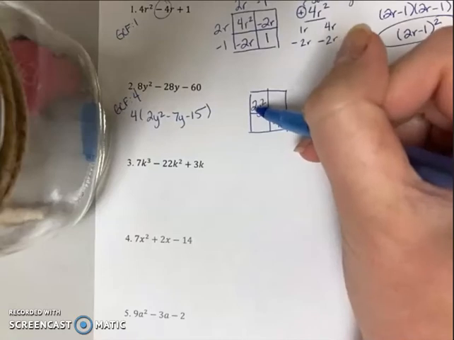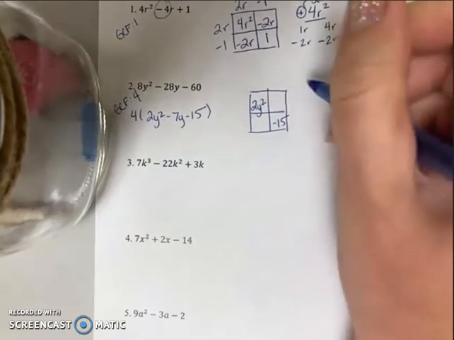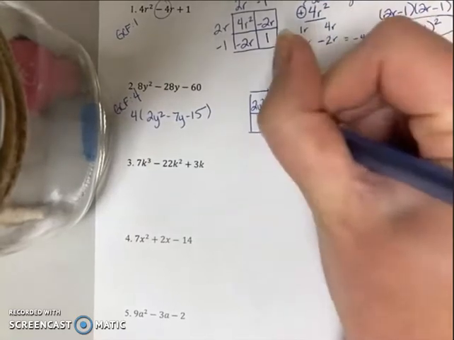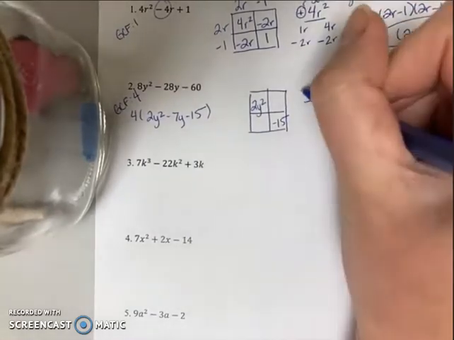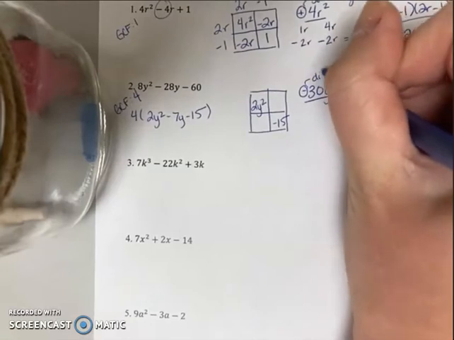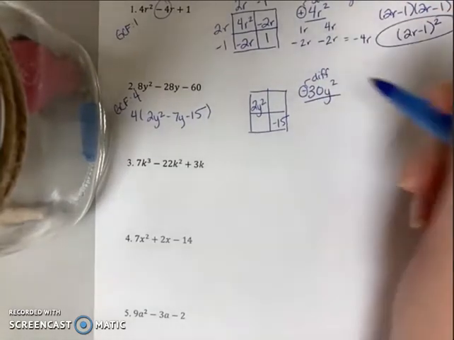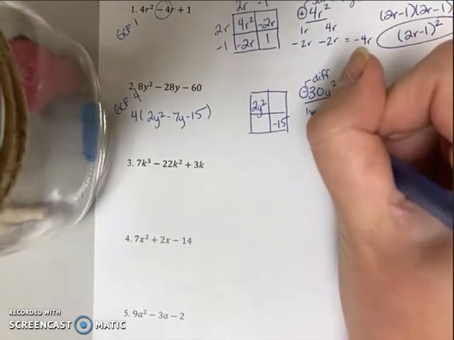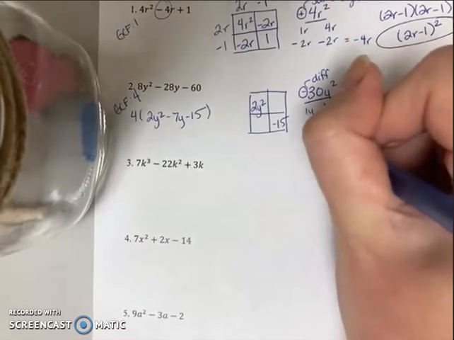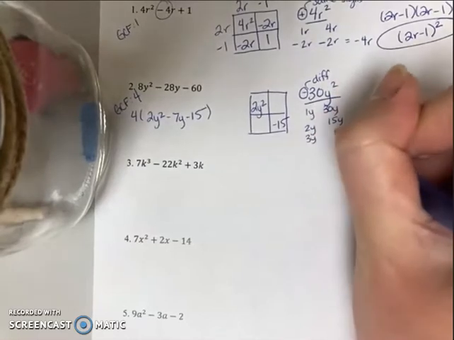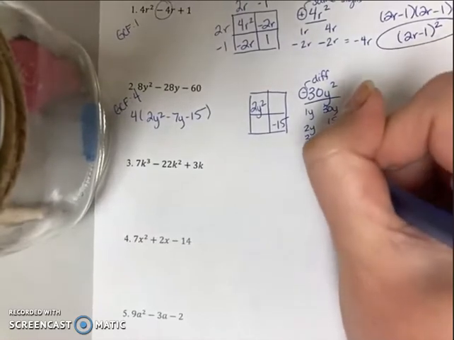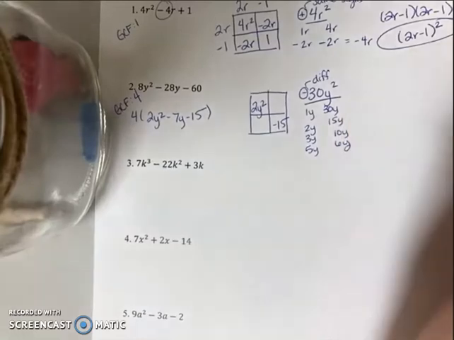So I'm going to multiply the numbers together. 2 times negative 15, that's a negative 30. And we had a y squared. Now this is negative, so that means I'm going to be using different signs. I'll list out the factors: 1y and 30y, 2y, 15y, 3y, 10y, and also 5y, 6y.